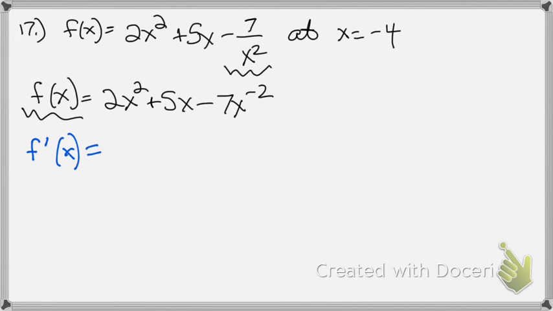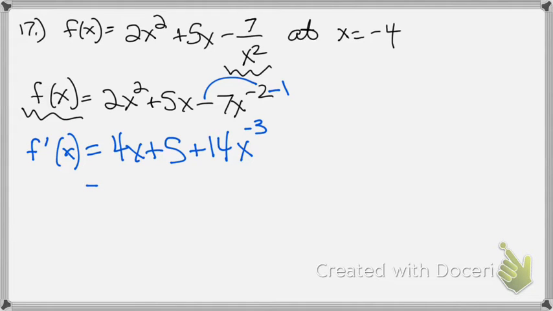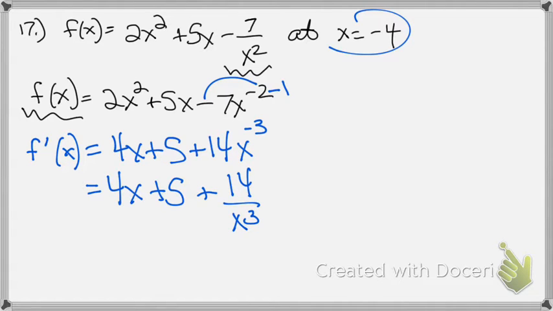Power rule, you get 4x plus 5, and this will be positive 14, x to the subtract 1, and you get -3. Okay, now move that to the bottom, because I don't know what the heck, plugging in a -4 to the -3 power, what is that? Who knows? So when I evaluate this, I'm going to want to clean it up and make it 14 over x cubed. Now it makes more sense when I go to plug in a number.